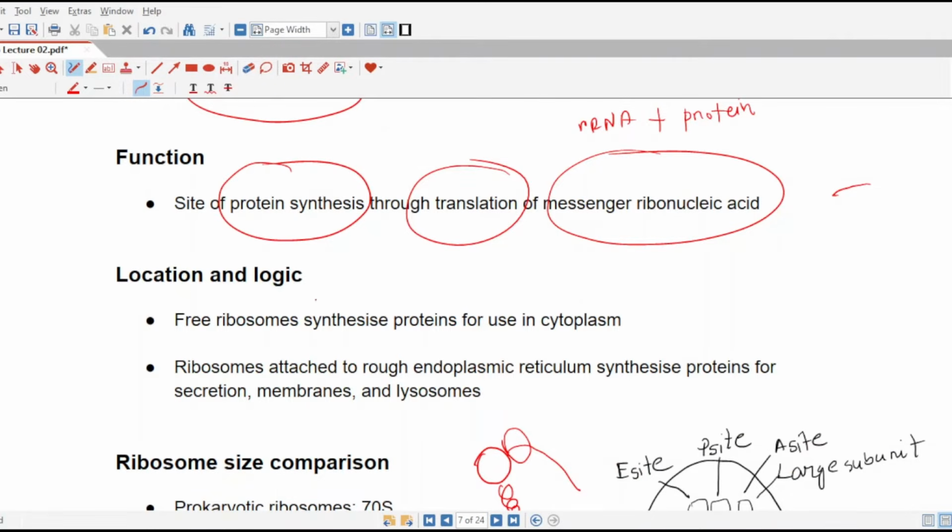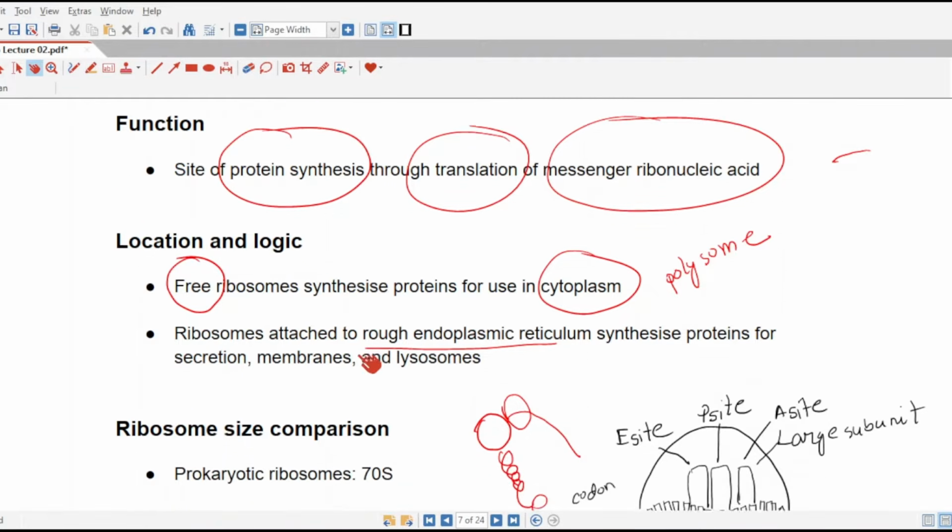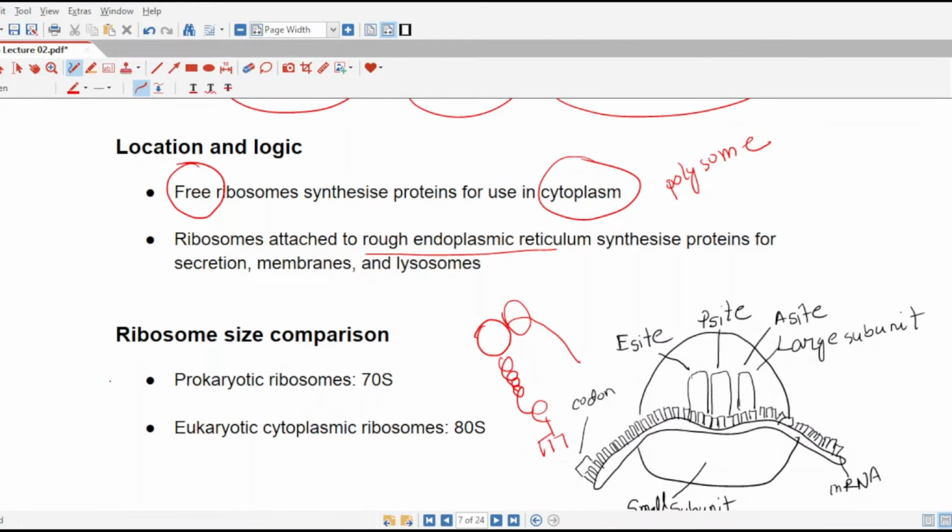There are 2 types of ribosomes. One is the free ribosome, and this free ribosome is found in the cytoplasm. When these free ribosomes are bound together, they will be called polysome. There are some ribosomes that are attached to rough endoplasmic reticulum, and that's why rough endoplasmic reticulum synthesizes proteins with the help of ribosome. And this ribosome size comparison, we have covered this. Prokaryota has 70S, eukaryota has 80S.